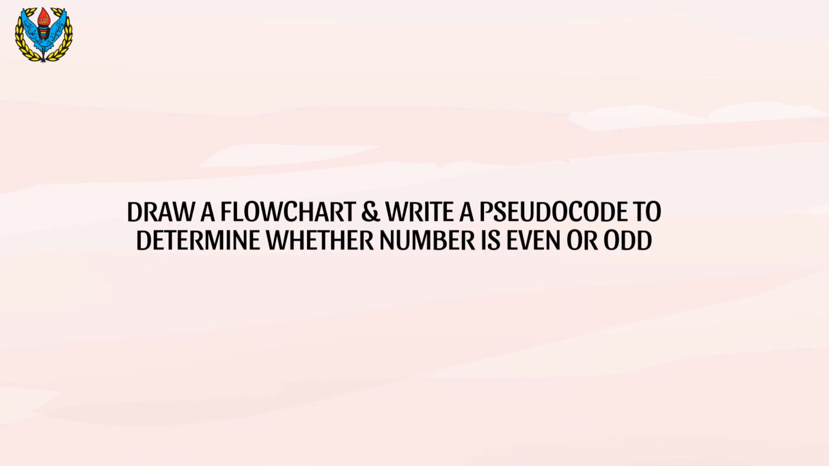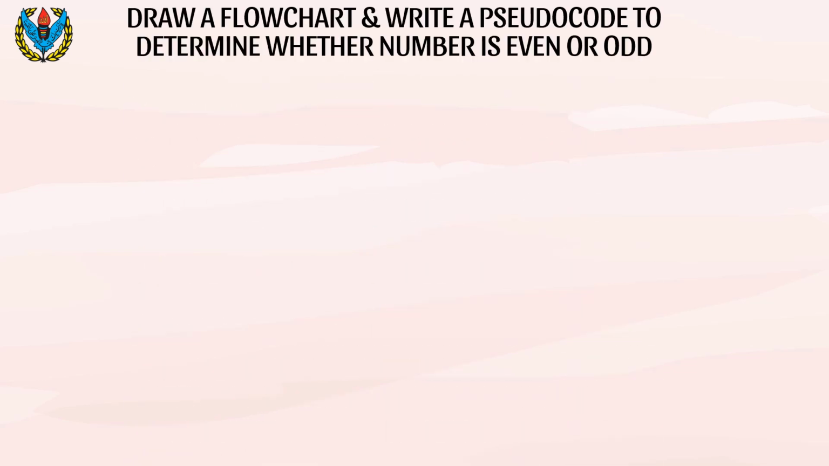Let us now apply these concepts to a common example: to determine whether a number is even or odd. Flowchart. First we begin with an oval that represents the start. Next we use an input symbol to take in the number from the user. Then we use a diamond to make a decision. The program checks if the number is divisible by 2 and if the remainder is 0.